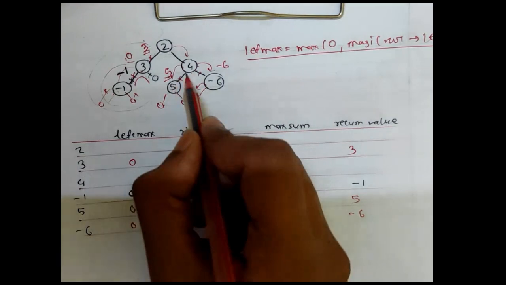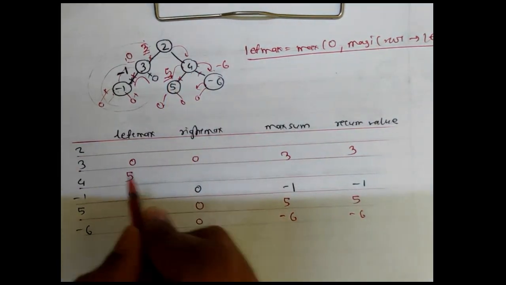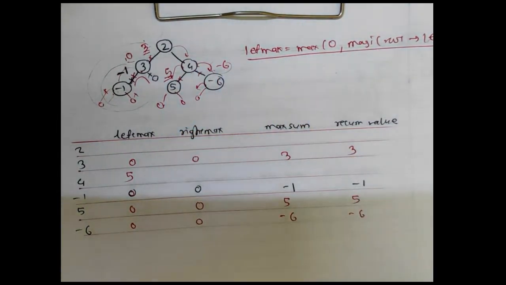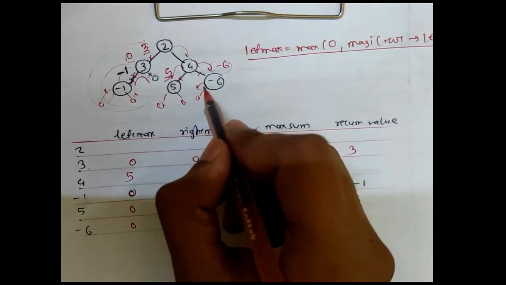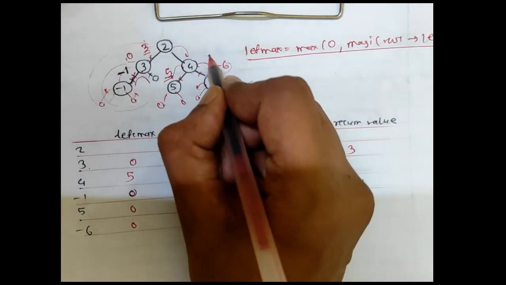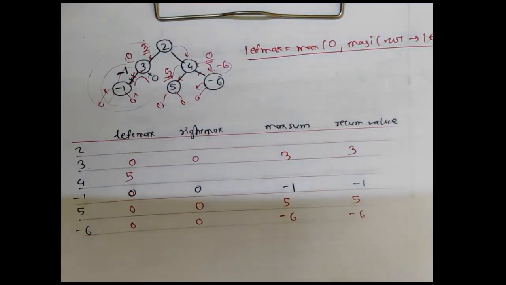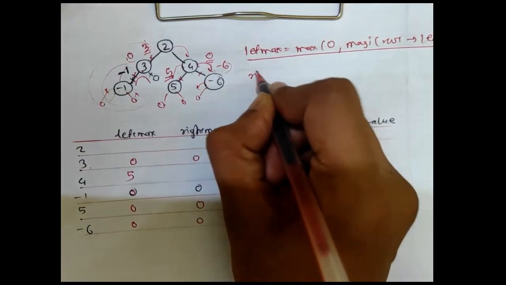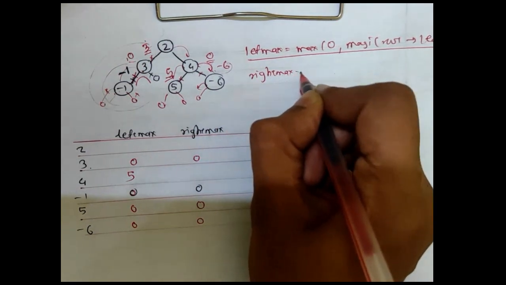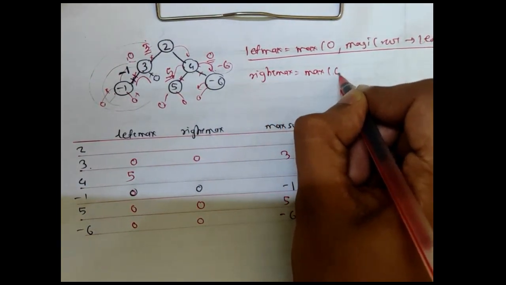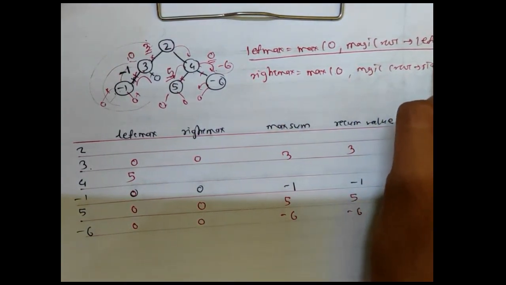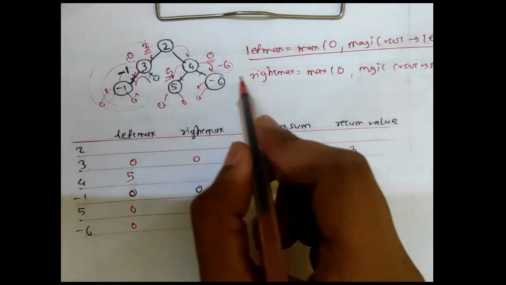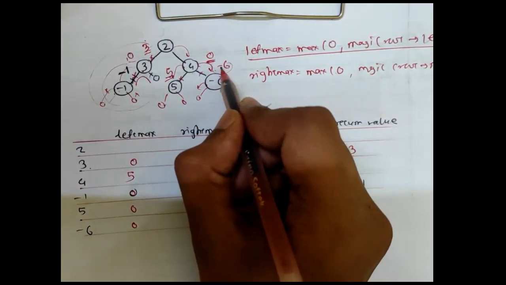For the 4, we have left max, which is 5. But right max is -6. So why do we have to take -6? Because it will reduce my sum. So instead of taking -6, I can take 0, because 0 is not reducing my sum. -6 is reducing my sum. So for that, we will optimize the code as right max equals max of 0 comma magic of root's right. So this will get 0 instead of a negative value.